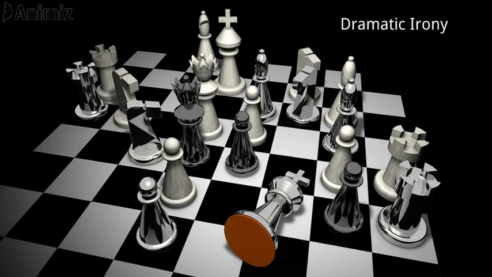The next is dramatic irony, also known as tragic irony. This is when a writer lets the reader know something that a character does not. This type of irony is more complex than verbal irony, and demands a more complex response from the reader.